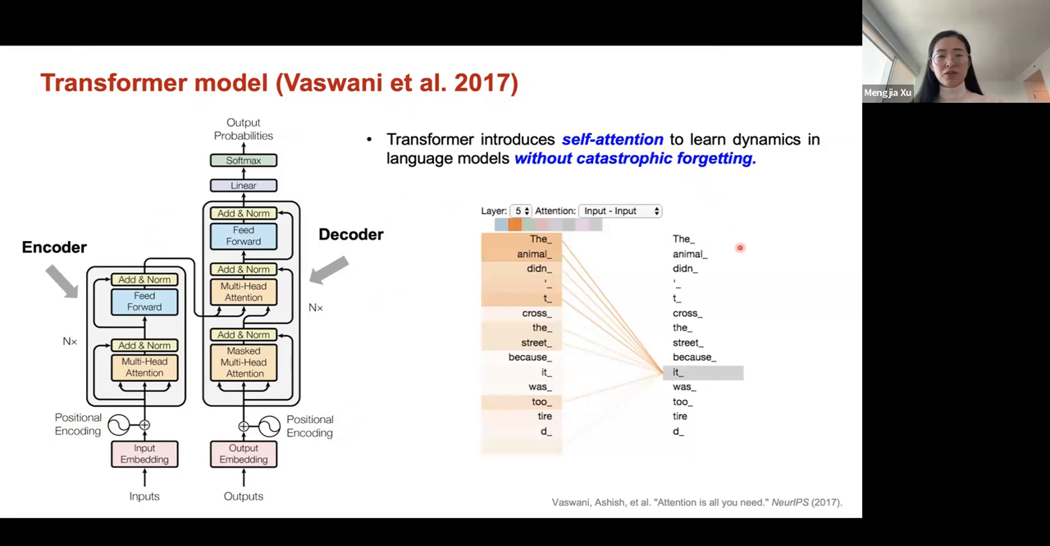An important property is they can learn the dynamics in language models, and also recently in computer vision tasks like vision transformers, without catastrophic forgetting. So basically they can capture more long-term dependencies. And this is the self-attention mechanism. They can learn a token with the neighboring tokens with different coefficient weights.